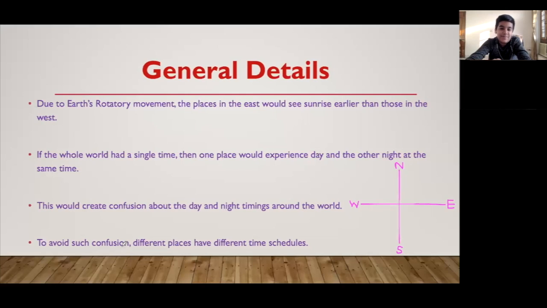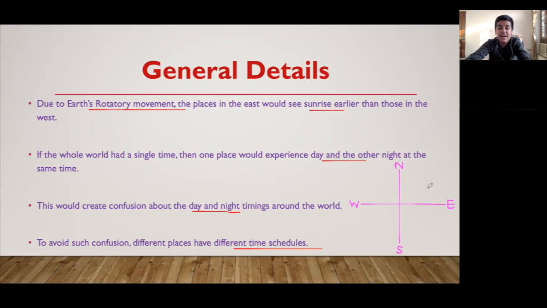Some general details now. Due to the earth's rotatory movement around its axis, places in the east see sunrise earlier than those in the west. If the whole world had a single time, then one place would experience day and another night at the same time, because one side of the earth faces the sun and the other does not. This would create confusion about day and night timings around the world. To avoid such confusion, different places have different time schedules.